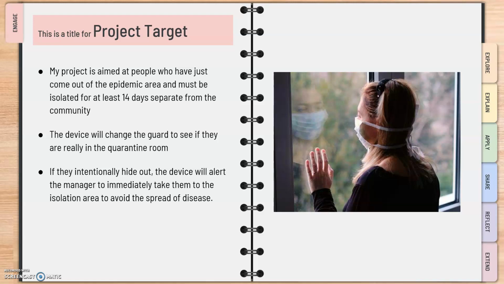About the project target: my target is people who have just come out of the epidemic area and must be isolated for at least 40 days, separate from the community. The device will check to see if they are really in the quarantine room or if they want to escape out of the room.